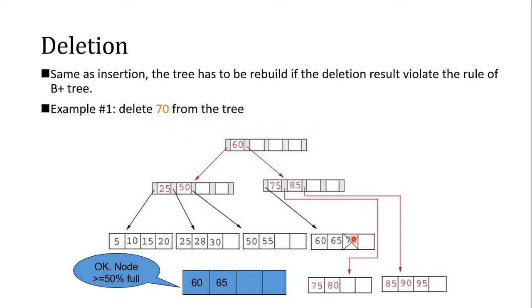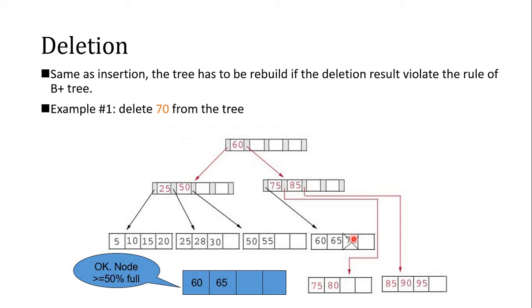If the value of m equals 5, what will be the minimum value? The minimum value will be the ceiling of (m minus 1) divided by 2, so it is 4 by 2, which is 2. So at least 2 values will be in the node whenever a deletion happens.